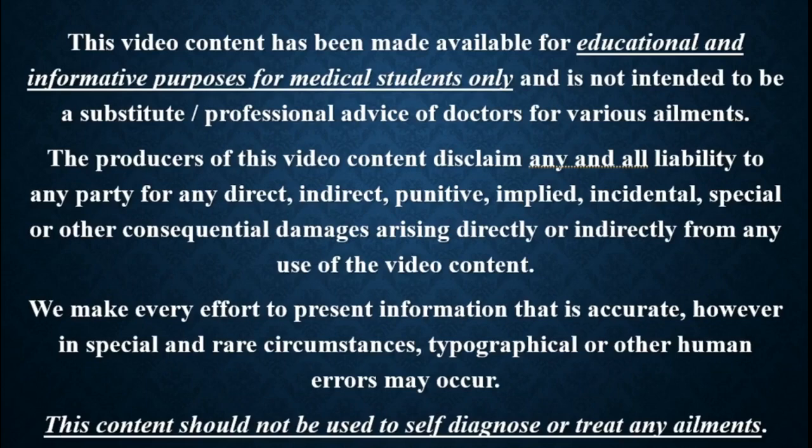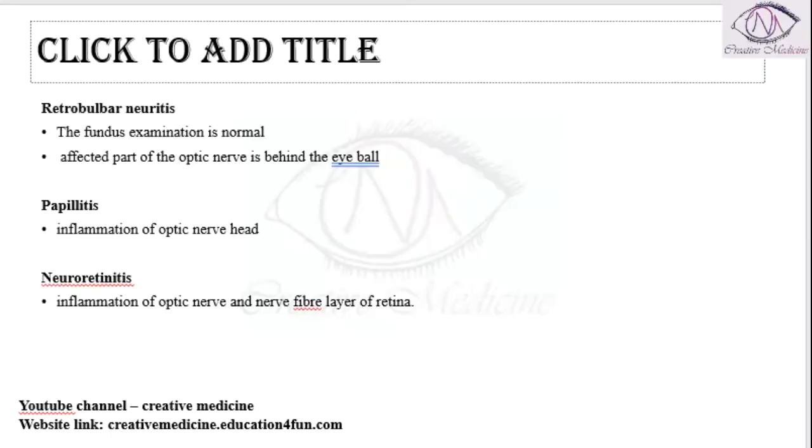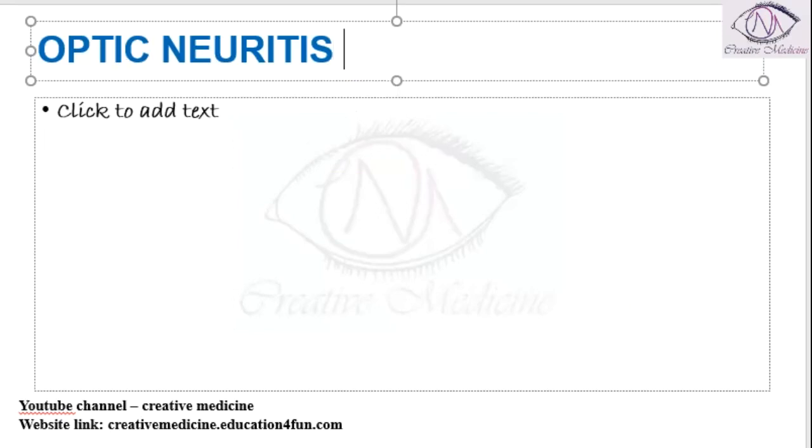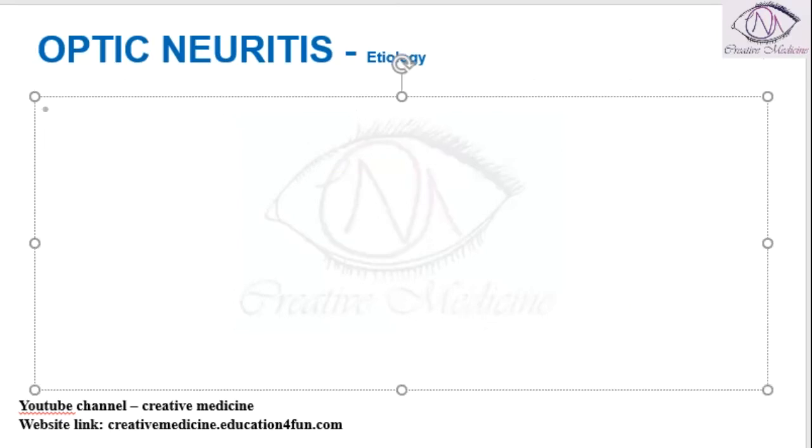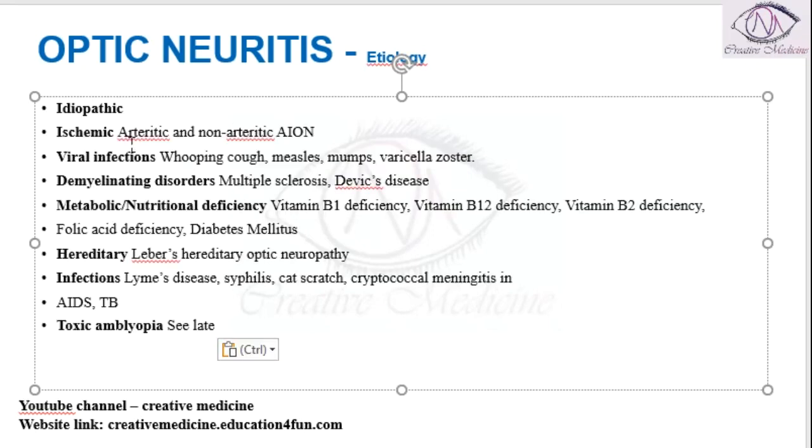In this lecture, we will learn about the etiology of optic neuritis. Optic neuritis can be either idiopathic or it can be due to, see, these are the main causes.